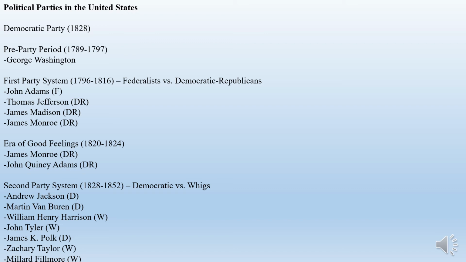James K. Polk will serve 4 years from 1845 to 1849. He's a Democrat, a Jacksonian. He will then be followed for another 4 years by Zachary Taylor and Millard Fillmore. Taylor serves for about a year and a half. He dies in office. Fillmore fills out the rest of his term.